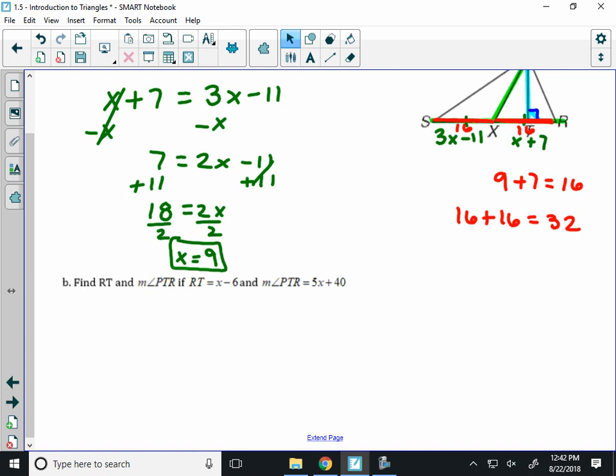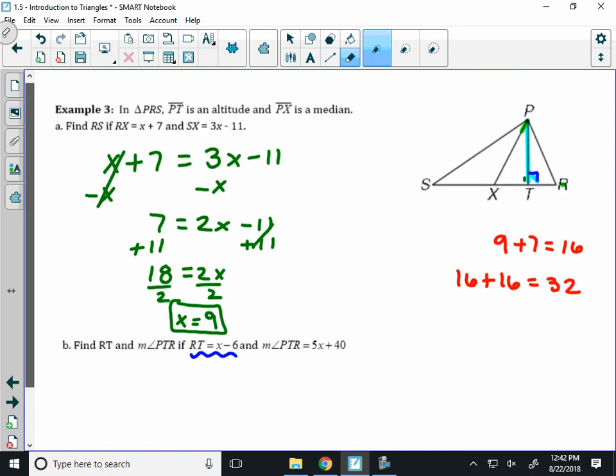So some of you maybe started to do that. You can't. It's illegal. You're not allowed. Okay? So we have to think about what else we know. Well, RT, it's saying it's x minus 6. I'm going to erase some stuff in this diagram so you get a better view of what we're doing. Look back up at my diagram. It said that RT is x minus 6, this little guy right here.